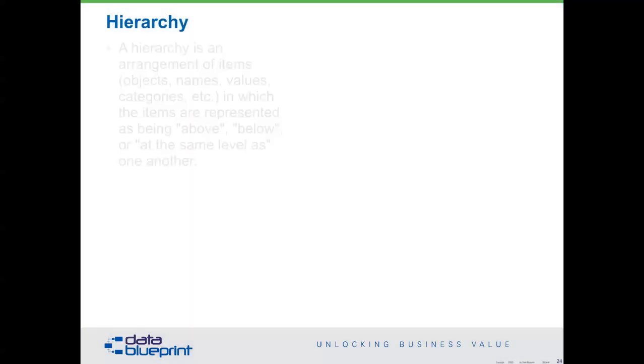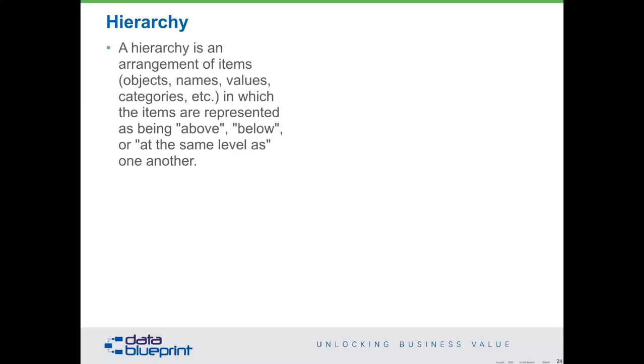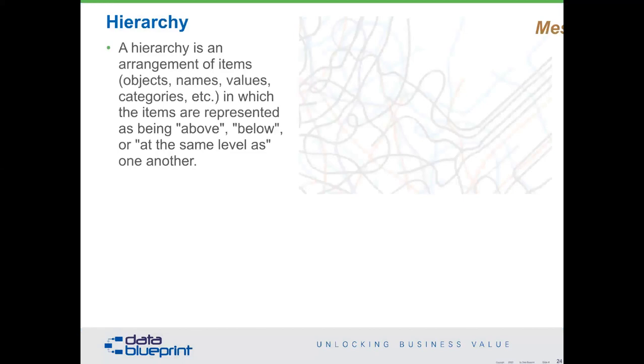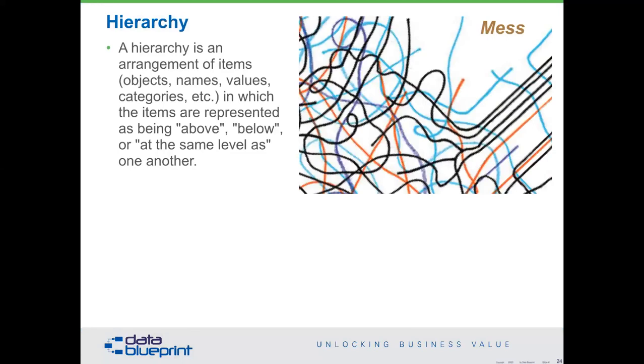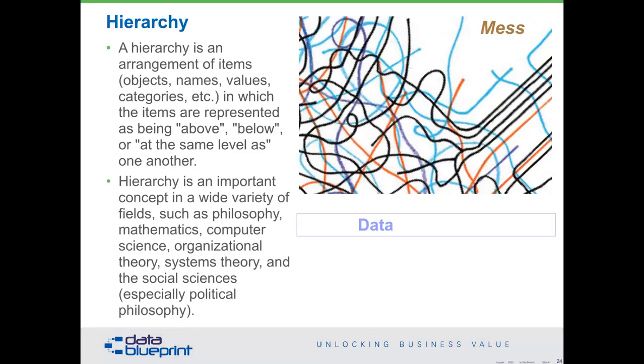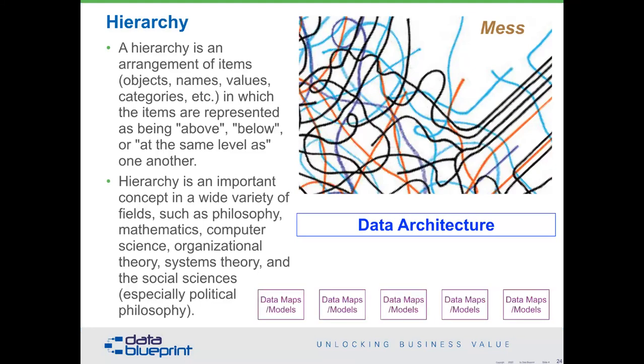Now, if we describe these bits, one of the other descriptions that we can do is a hierarchy. A hierarchy is a range of items in which things are presented as above or below. So we can take our data architecture and arrange them into a hierarchy of a series of data maps, data models that we have. In addition to that, we may also have some other types of arrangements that we can put together, such as this particular group of three may represent one model view, a sub-grouping of this to look at the model from one perspective.